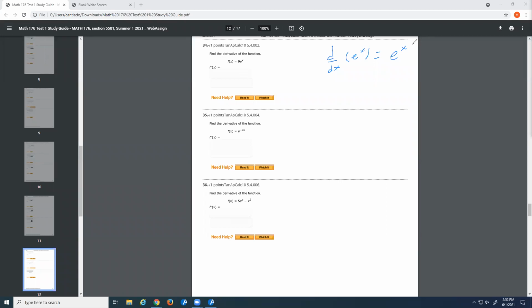So with that in mind, that's basically the answer to number 34. All you have to do is factor out this constant. So we know f prime of x is just going to be 9 times d by dx of e to the x, which we just said over here. That's a nice property. The derivative of e to the x is the only function where if you differentiate it, you just get the function back. It's the same thing. So we just end up with 9 times e to the x, the exact same thing.